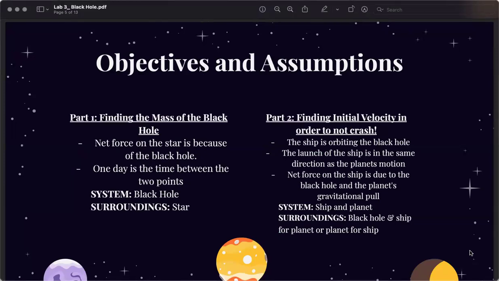And then for the second part of the lab, we're kind of trying to find the initial velocity in order not to crash. So with this, we're going to assume that the ship is orbiting the black hole, and we're also going to assume that the launch of the ship is in the same direction as the planet's motion. Lastly, we're going to assume that the net force on the ship is due to the black hole and the planet's gravitational pull. When it comes to the system, the ship and the planet are both the system, and the black hole is the system for both of those. However, for the ship, the planet is going to be the surroundings, and for the planet, the ship is going to be the surroundings.